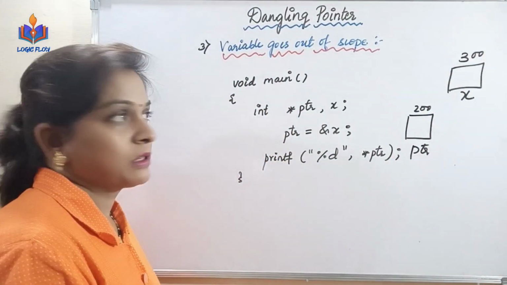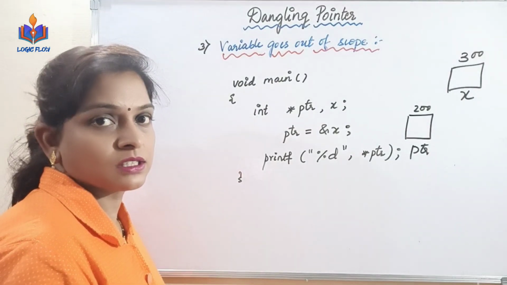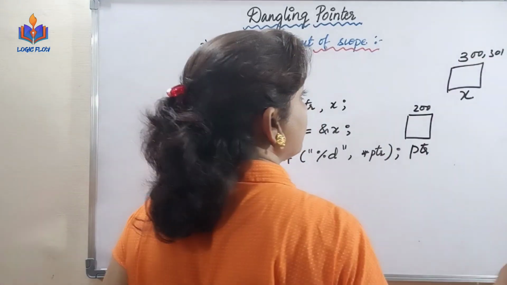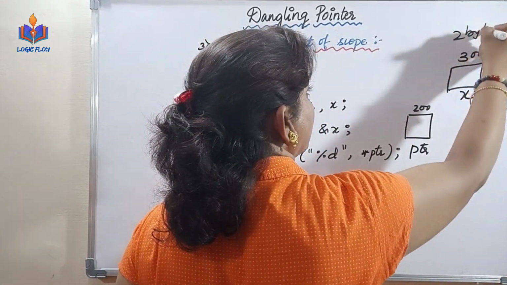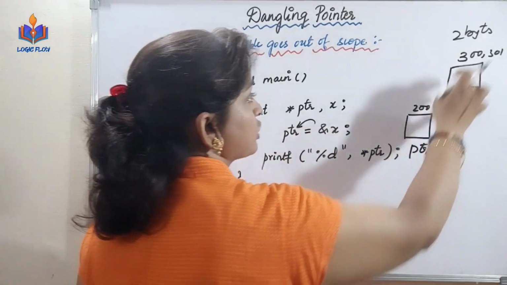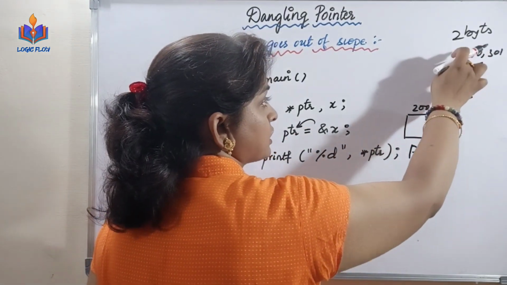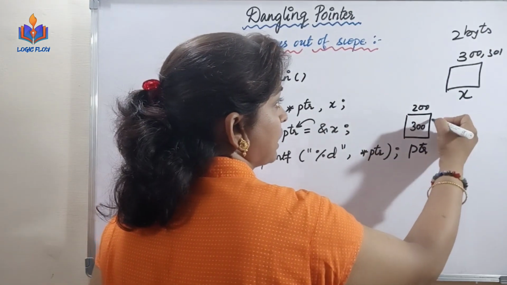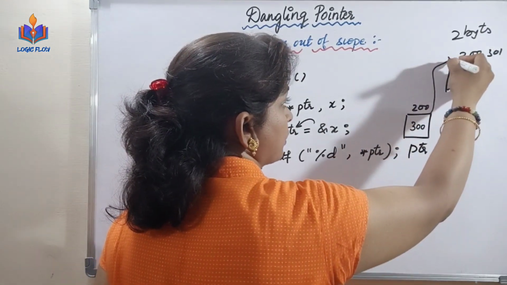If it is a 16-bit machine, obviously it takes 2 bytes. So this is 2 bytes, meaning 300 and 301, 2 bytes of memory. Now I say PTR equal to ampersand of X. What is the address of X? It is the first byte address we need to take. It is 300. So now PTR is pointing to this location.